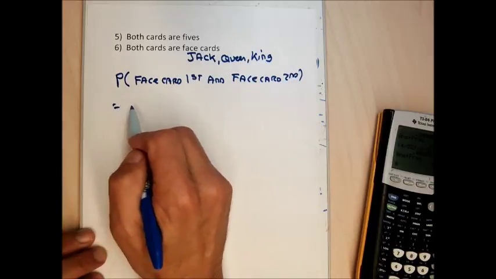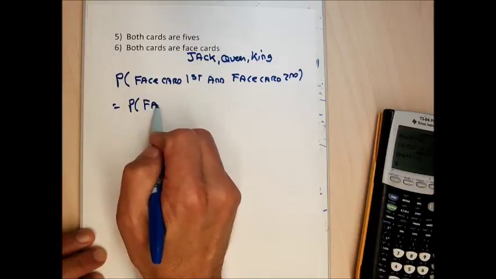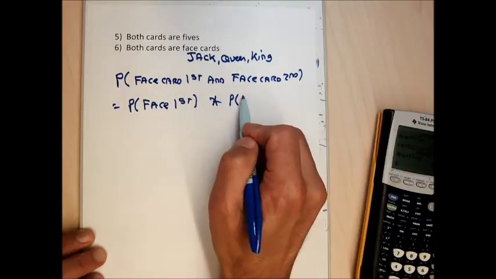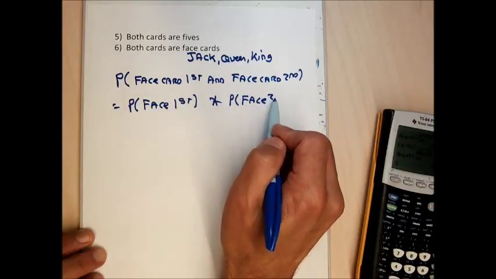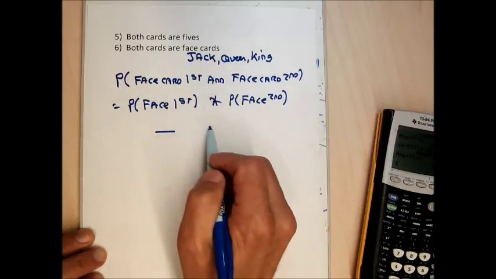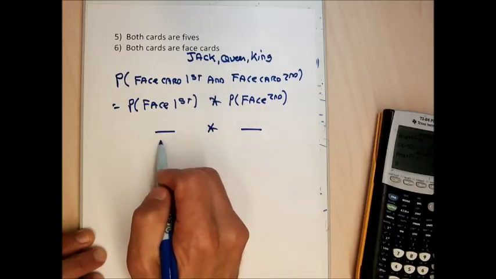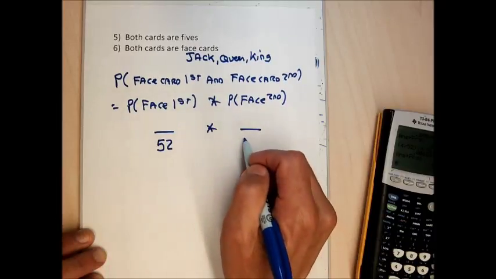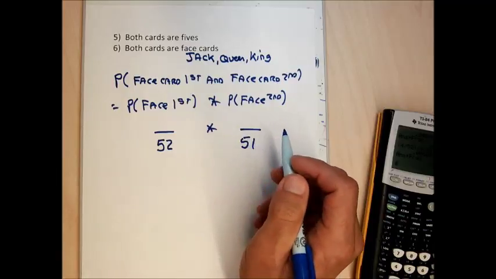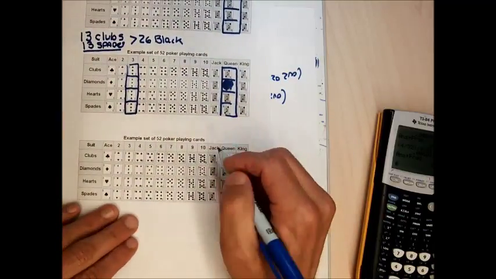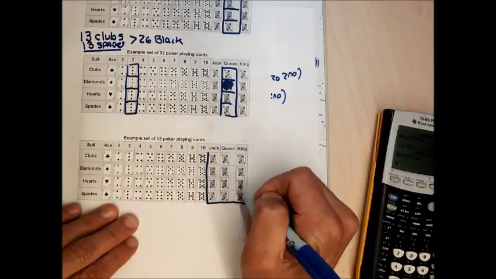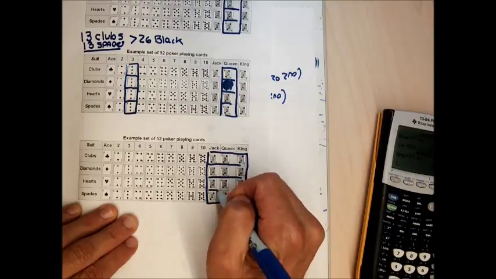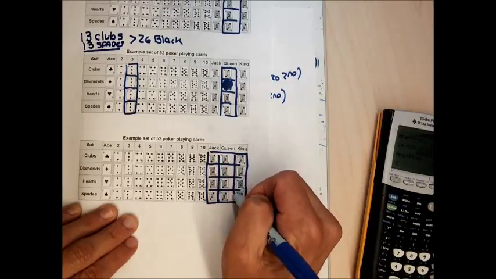And I'll do that by finding the probability of getting a face card first times the probability of getting a face card second. And it's the same assumption that I'm not putting the card back. So I'm assuming the first card I pick is a face card. I don't put it back, so there's only 51 cards to choose from for the second card. For my first fraction, the numerator is going to be 12 because the face cards are jacks, queens, and kings. There's 4 jacks, 4 queens, and 4 kings. There's 12 face cards in a deck of cards.